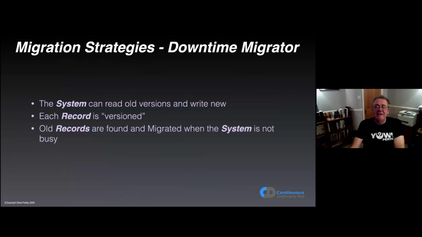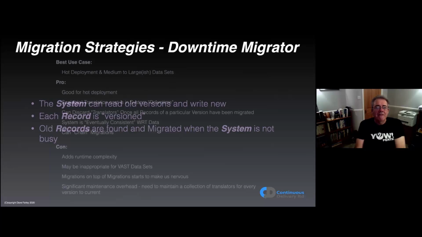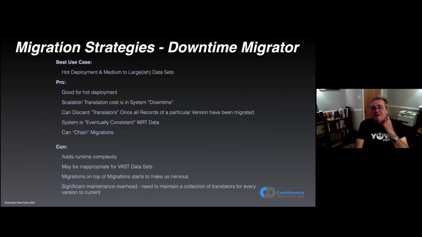Next is the downtime migrator. So again, the system can read old versions and write out new, but this time we're going to change the way that we organize that. Each record is versioned again, but now old records are actively searched for and migrated when the system is idle. During downtime of the system, we go and scavenge and see if we can find anything that's out of date, and we're going to translate that behind the scenes. This is good for hot deployment and medium to largish data sets. I'll explain what I mean by that in a minute.